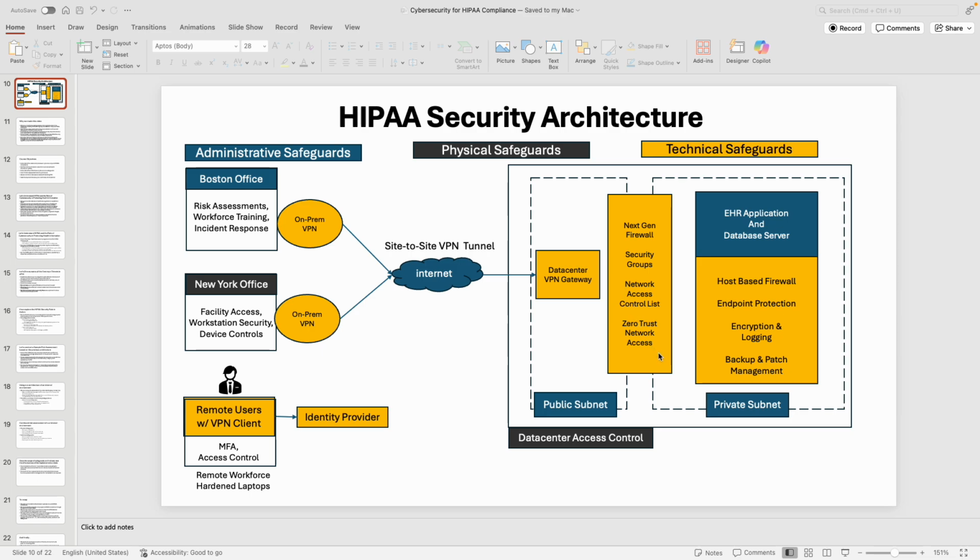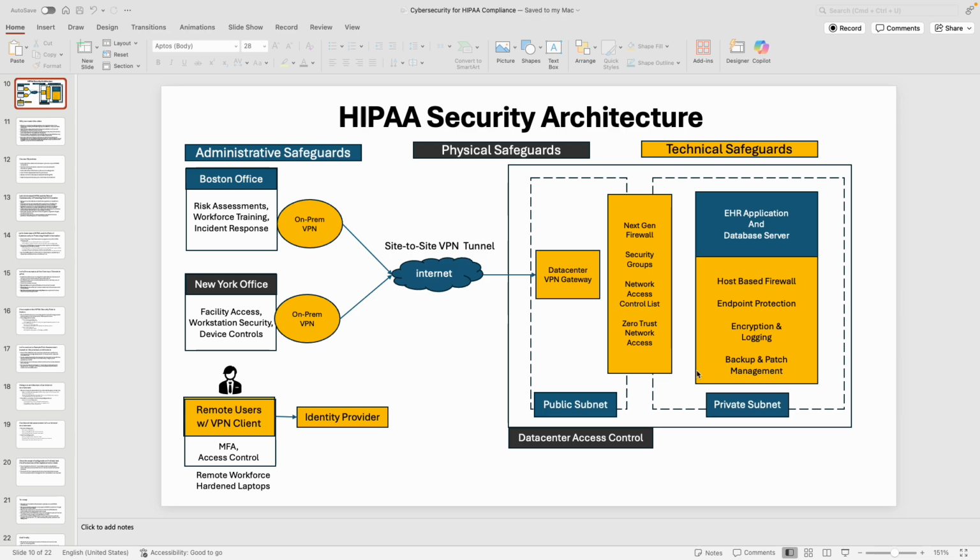And then we have our private subnets. That private subnet is where our EHR systems are located, and on those servers we have different controls like the host-based firewall, endpoint protection, encryption, logging. We have some backup controls and patch management controls as well.